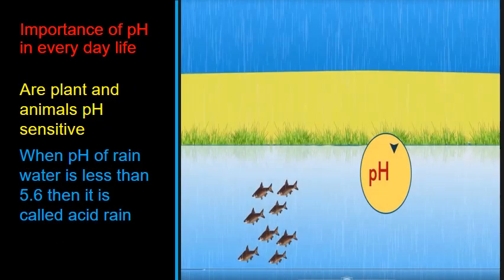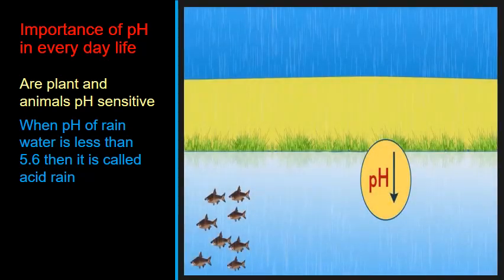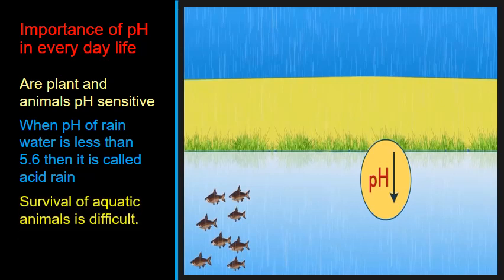When the pH decreases below 5.6, automatically the aquatic animals like fishes will die. So the water pH should not be less than 5.6, or it can even destroy the plants. If the pH is less than 5.6, the survival of aquatic animals will be very, very difficult.